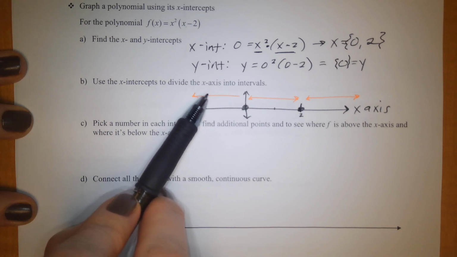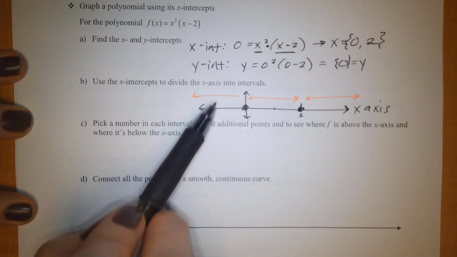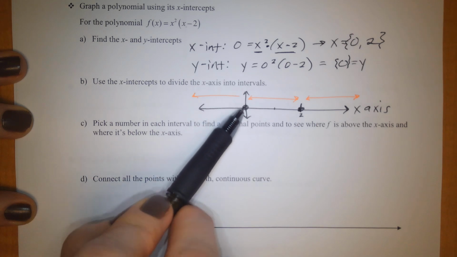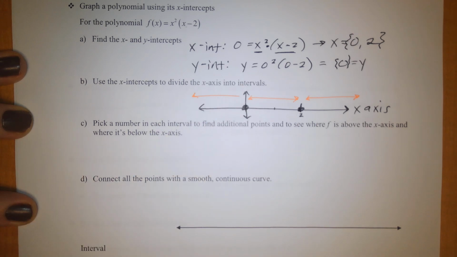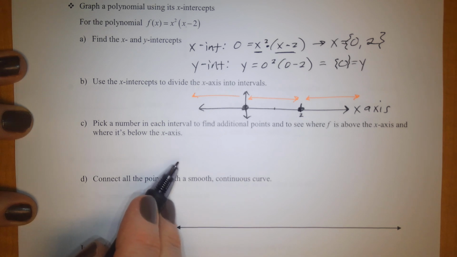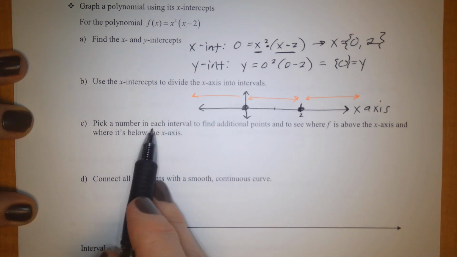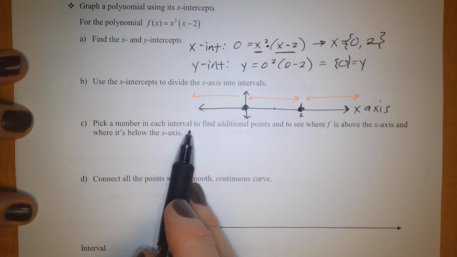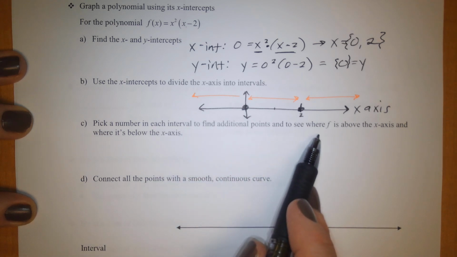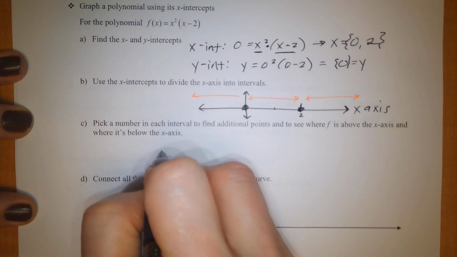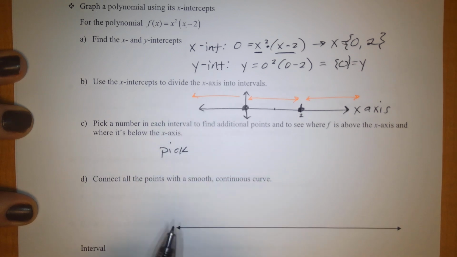What I'm looking to find is what the graph is doing in these intervals. Is it above or is it below? So I know the direction in which it's approaching that 0. So we're going to find what's called a test point. In the next section down here, we're going to test points in each of these sections. Pick any number in each of these 3 intervals to find additional points to see if the function is above or below the x-axis. So I'm going to pick just some random test points.